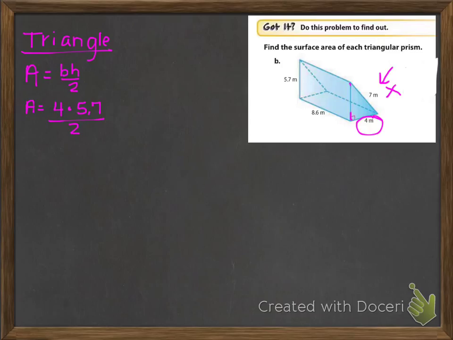So we get area equals 4 times 5.7 divided by 2. Then we're just going to go ahead and cross simplify right here. We get 1 here and 2 here. So then we're going to have an area of 5.7 times 2. So here we get an area of the triangle, which equals 11.4. Now we want to keep in mind that there are 2 of those. So this guy's 11.4 right here, and this guy's 11.4.